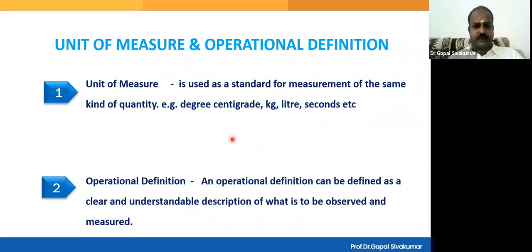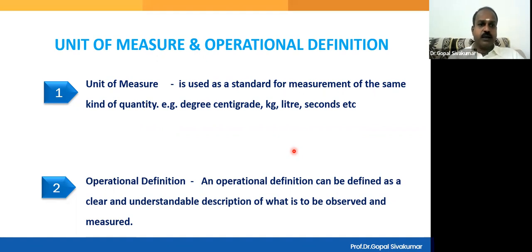And then operational definition. What is operational definition? It's a short description about what you actually wanted to measure. So an operational definition can be defined as a clear and understandable description about what is to be observed and measured, isn't it? Otherwise, what happens if you say measure the diameter? People will measure the diameter only. You have to tell how to measure the diameter, how the measuring equipment should be held in your hand, how you should hold the workpiece, and where exactly the diameter should be measured, and each and every piece of information should be given without creating any ambiguity.